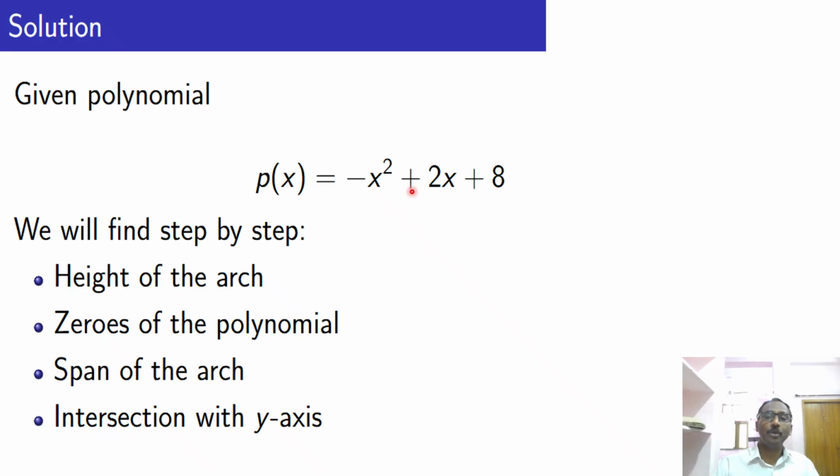So for the given polynomial, we are doing the solution now. Given polynomial p of x equal to minus x square plus 2x plus 8, we will find step by step. First we will find the height of the arch, and then zeros of the polynomial, and then span of the arch, and then intersection with the y-axis. All that we will find.